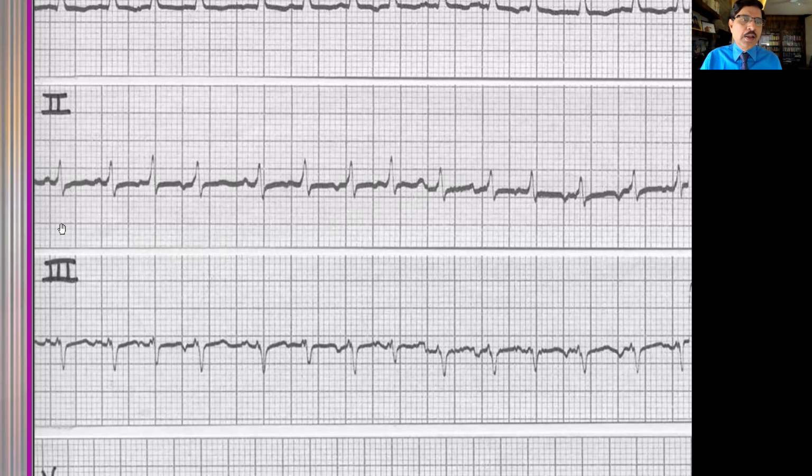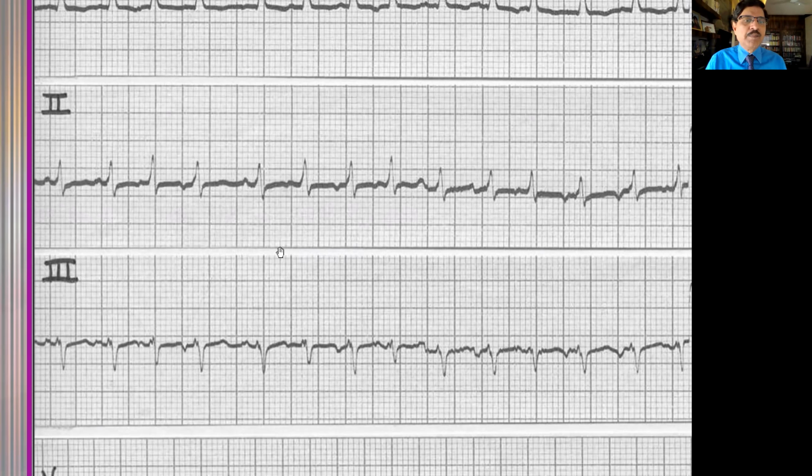How did I calculate? I took 10 atrial beats, 1, 2, 3, 4, 5, 6, 7, 8, 9 and 10, and saw how much time those 10 beats took. How much time they took? 1, 2, 3, 4, 5, 6, 7, 8, 10, 11, 12, 13, 14, 15. Let's say 15 squares. 15 squares are 3 seconds. So in 3 seconds, I had 10 beats. In 30 seconds, I will have 100 beats. In 60 seconds, I will have 200 atrial contractions. So that is the atrial rate.